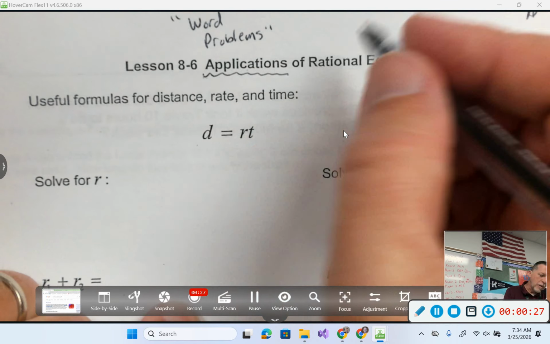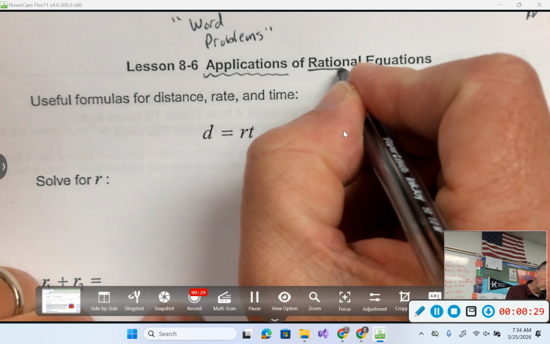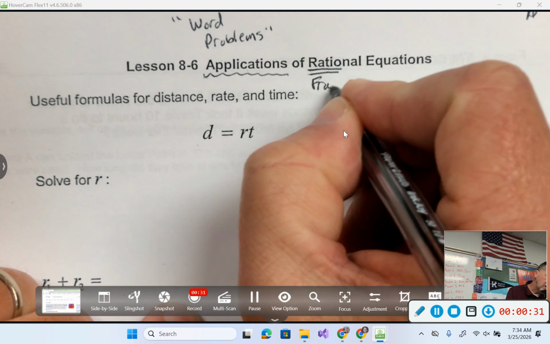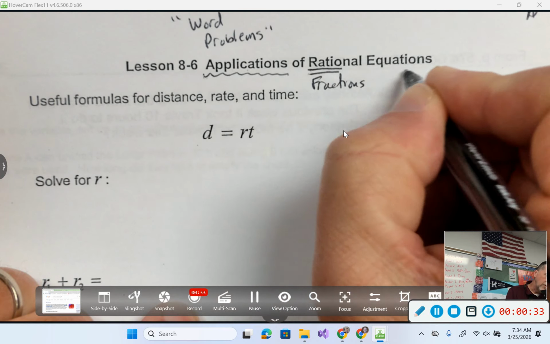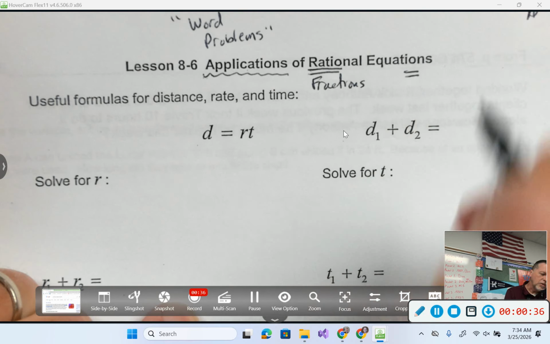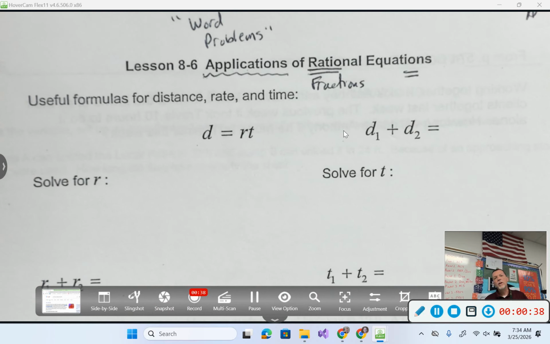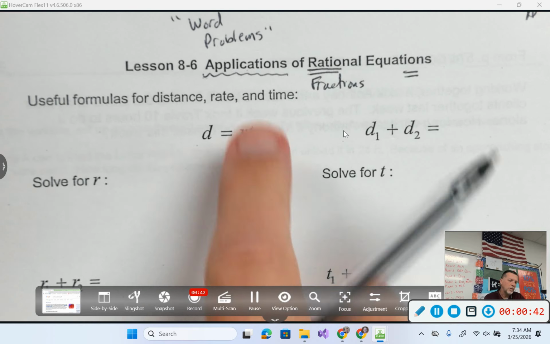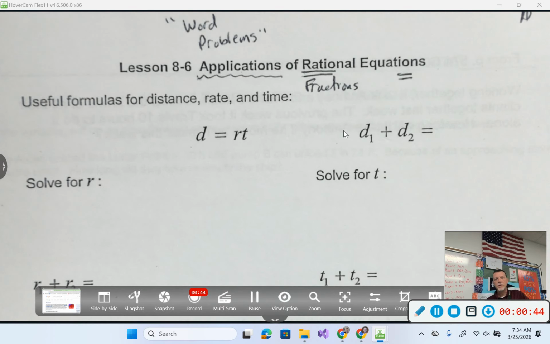Rational equations is what we were just doing. So, ratio, fractions, we know what equations are. That means we're solving. So, it's solving the same kind of things we were just doing, but we're going to start with a word problem to set up the problem.